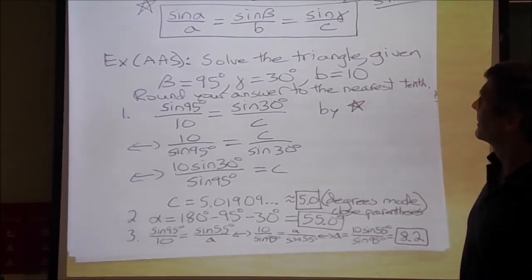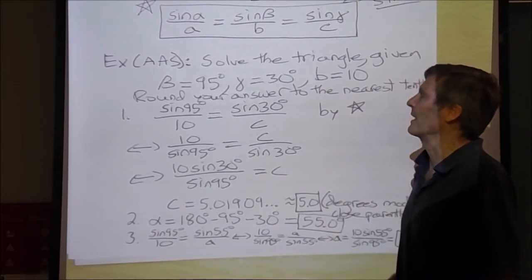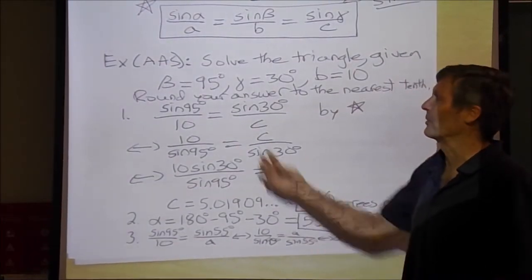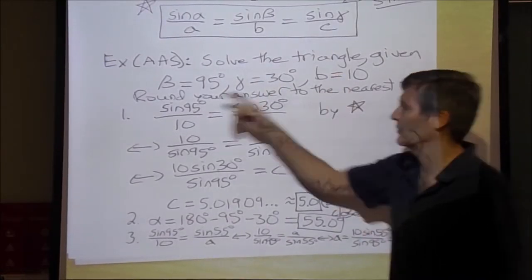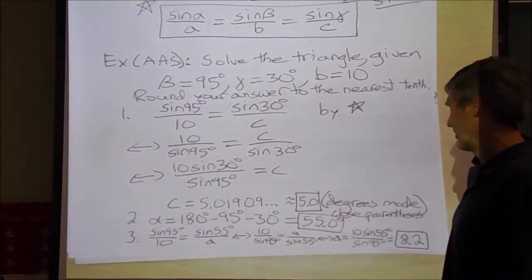There is the solved triangle. Solve means find all the remaining angles and sides that aren't given here. There are 3 angles and 3 sides. We're normally given 3 pieces of information. That means we have 3 to find. So we have 1, 2, 3. I found all the remaining sides and angles that there are.